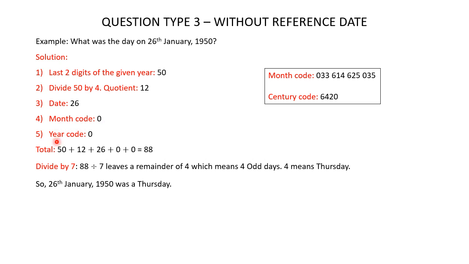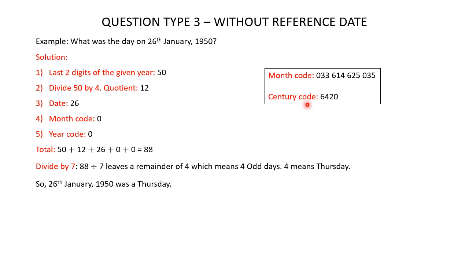Next is to write the year code for the given year. So here the given year is 1950. Now as you know, the year 1950 falls between 1900 and 1999, which is the fourth 100 years of the set.